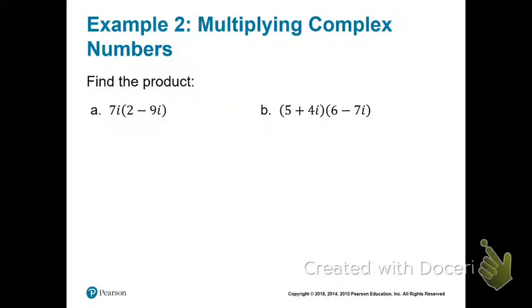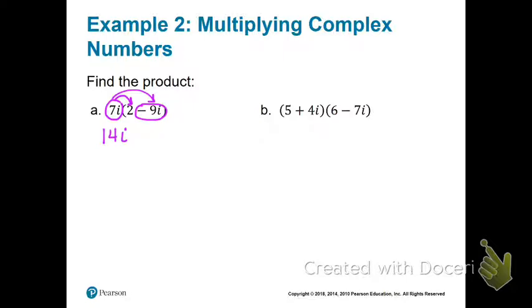Example 2, we're going to find the product. Well, even if we don't know what the word product means, look at the problems, guys. It's a number beside a parentheses. That means to multiply. So in this first one, we're just going to take the 7i and distribute it. So 7i times 2, and then 7i times negative 9i.